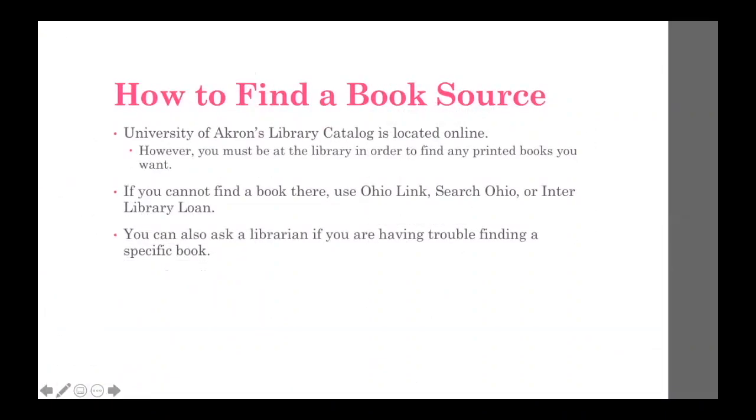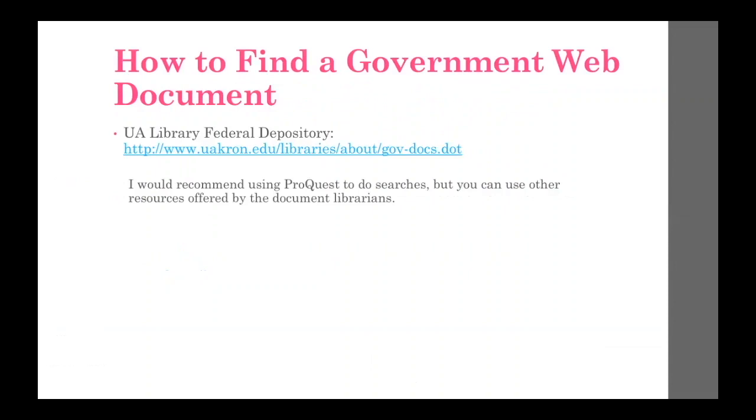Now that you've seen how to find different book sources, we'll continue on to see other types of sources you can find. So, you can find government web documents in the UA Library Federal Depository. So, if you want to navigate to this quickly, you can type the following address in your web browser: http://www.uakron.edu/libraries/gov-docs. So that's period, dot.